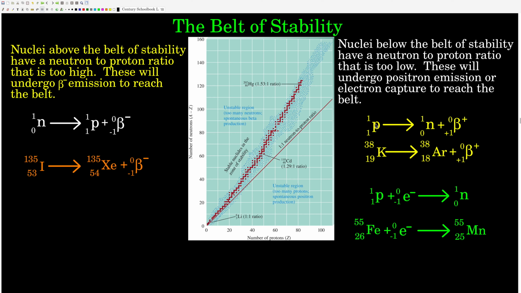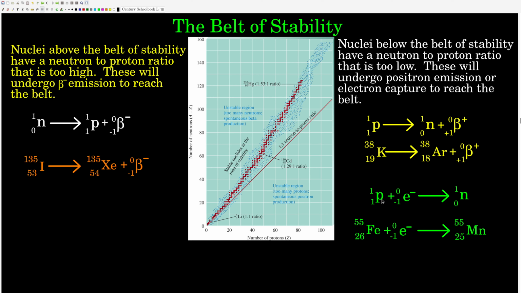Positron emission looks like this. A proton in the nucleus decays and forms a neutron. So we're increasing the neutron to proton ratio, and it produces a positron. Again, the mass numbers and charge numbers add up. An example would be potassium 38 decaying to argon 38 and a positron.